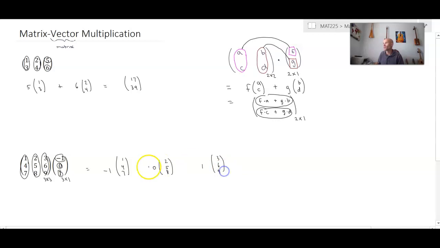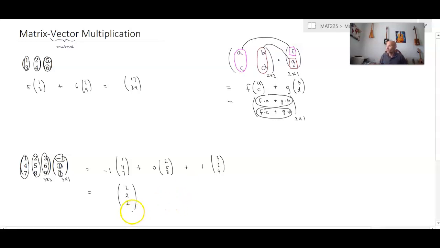Once again, the results by definition will be added together. And so here we'll get -1 times 1, that's -1 plus 0 plus 3. -1 plus 3 is 2. -4 plus 0 plus 6. -4 plus 6 is +2. -7 plus 0 plus 9. -7 plus 9 is 2. So in this case, we get the vector 2, 2, 2.